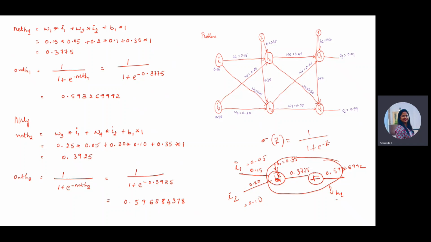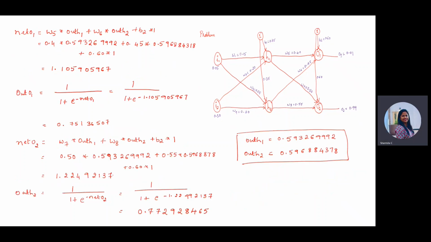So the computation is performed at these two nodes. We got the outputs. One is 0.5932. This is taken as an input to this node. This is taken as an input to which one? That is this node. So that is how the computation is done at the hidden layer.